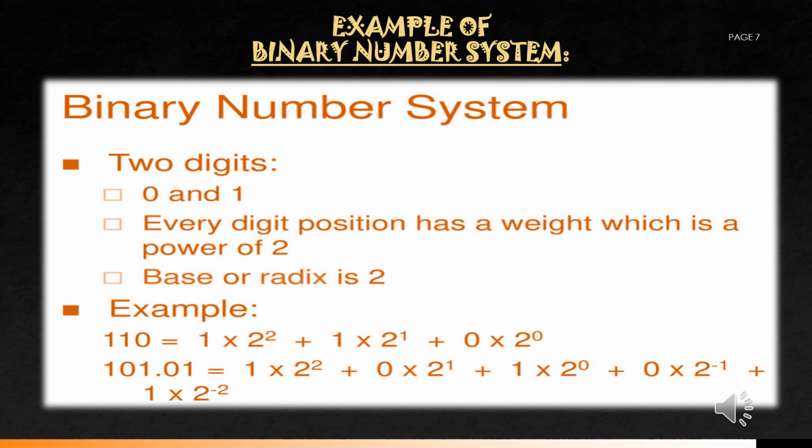Example of binary number system: 2 digits, 0 and 1. Every digit position has weight, which is a power of 2. Base or radix is 2. Example: 110 equals 1 times 2 to the power of 2 plus 1 times 2 to the power of 1 plus 0 times 2 to the power of 0. 101.01 equals 1 times 2 to the power of 2 plus 0 times 2 to the power of 1 plus 1 times 2 to the power of 0 plus 0 times 2 to the power of negative 1 plus 1 times 2 to the power of negative 2.